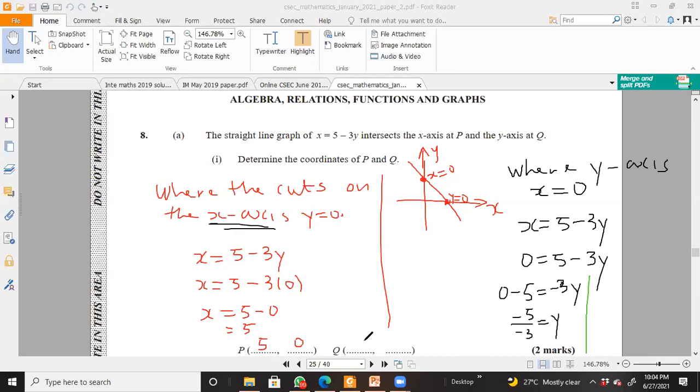Nobody is going to kill you if you put it in what? Fraction or decimal, all right? So if you want to write fraction, you write fraction. You want to write decimal, you write decimal. So our x is going to be 0, but the y would have been 5/3. Those who want to use fraction.